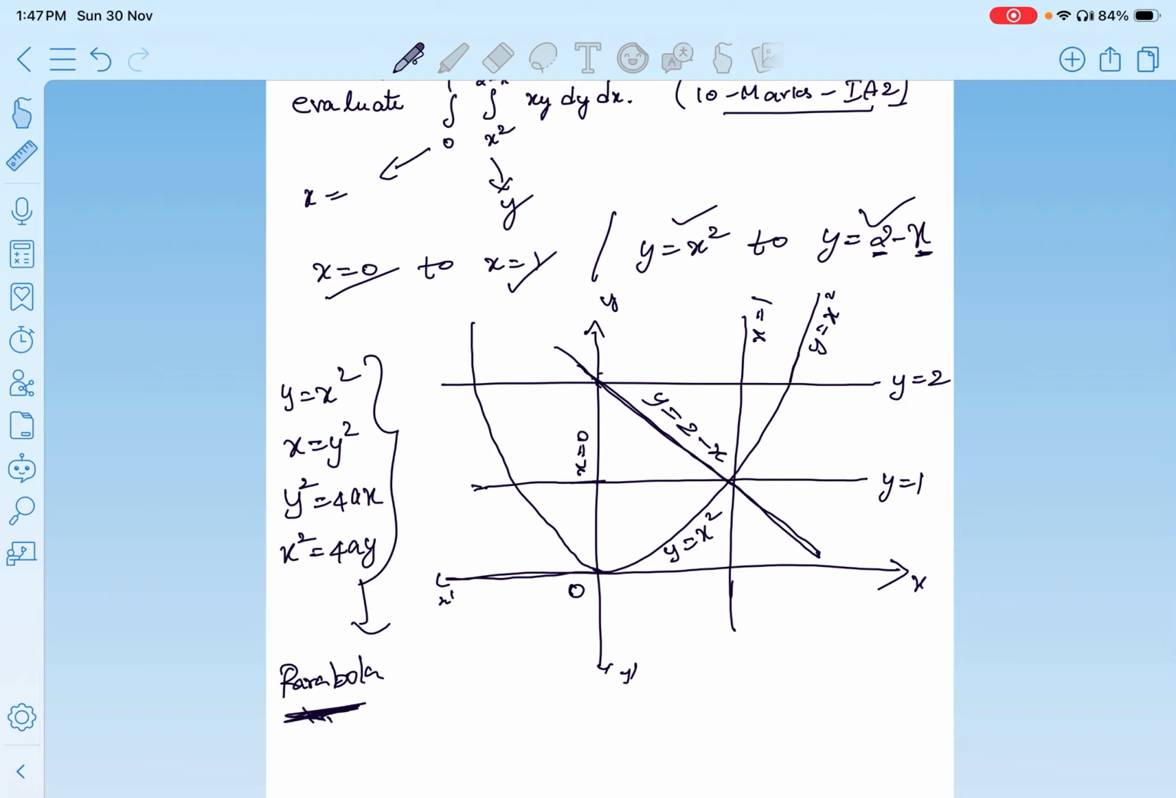Next, now I am going to draw a vertical strip here and also here.